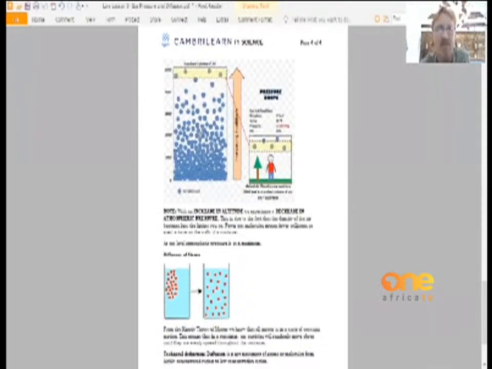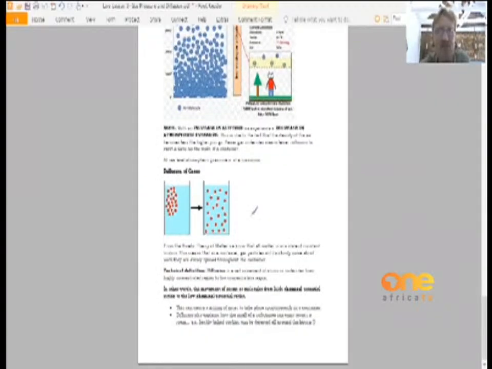Here's another slide I've prepared for us to look at, giving a little bit more in terms of the relationship between the height of the column of air and the pressure that it exerts on us. But again, the basic point is that with increased altitude, you get a decrease in atmospheric pressure. The last point I want to introduce for this lesson is just a little talk about the diffusion of gases.